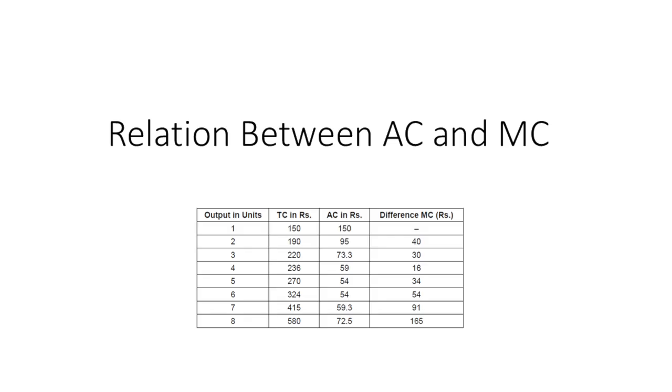If you take the output as 5 units, the total cost is 270 and the average cost is 54 and the marginal cost is 34. I will describe in detail what total cost, average cost, and marginal cost mean in the following slides.